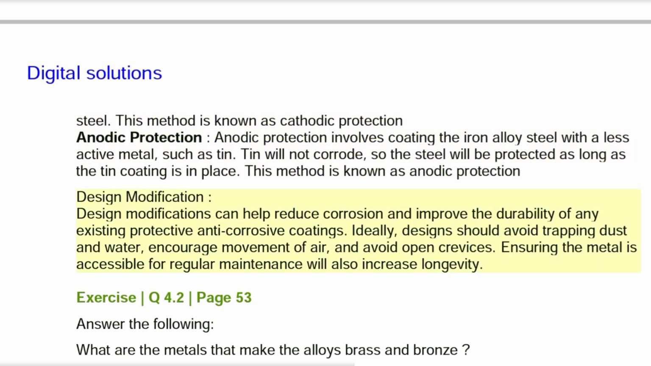Design modification. Design modifications can help reduce corrosion and improve the durability of any existing protective anti-corrosive coatings. Ideally, designs should avoid trapping dust and water, encourage movement of air, and avoid open crevices. Ensuring the metal is accessible for regular maintenance will also increase longevity.